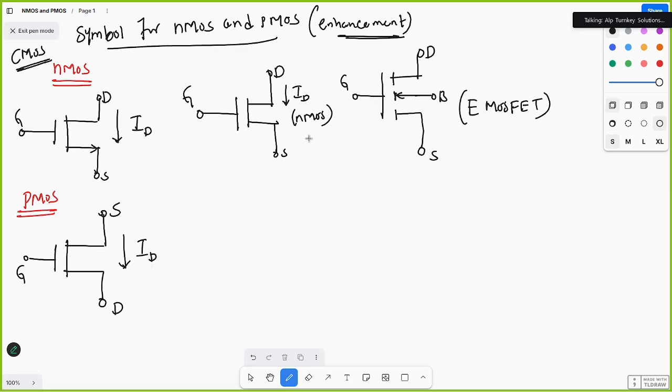Basically in CMOS you are using this symbol for NMOS, and this symbol also you are using for PMOS. Just a bubble is there.